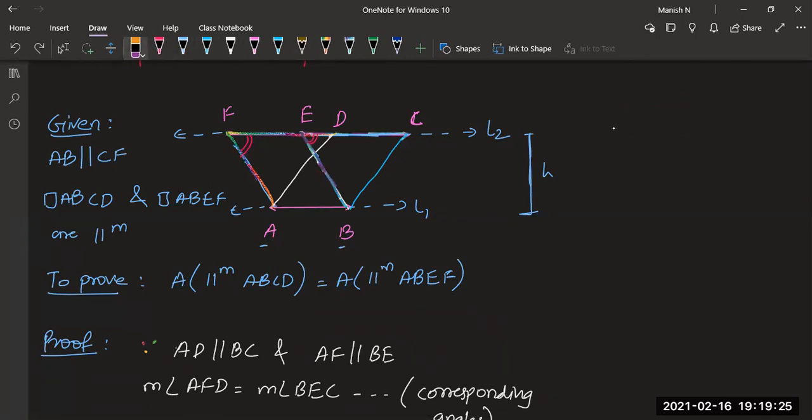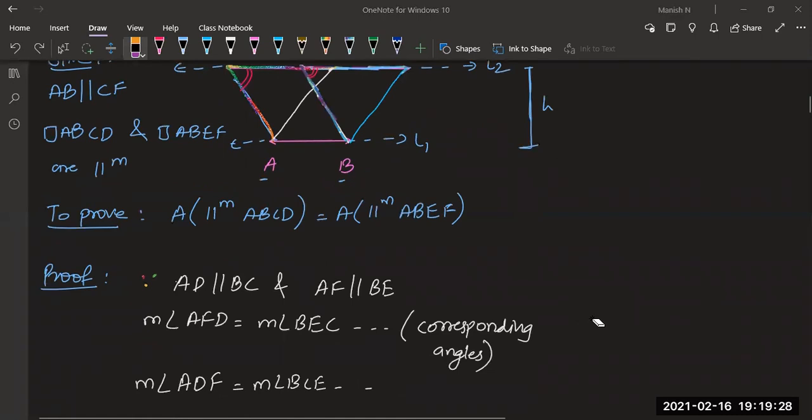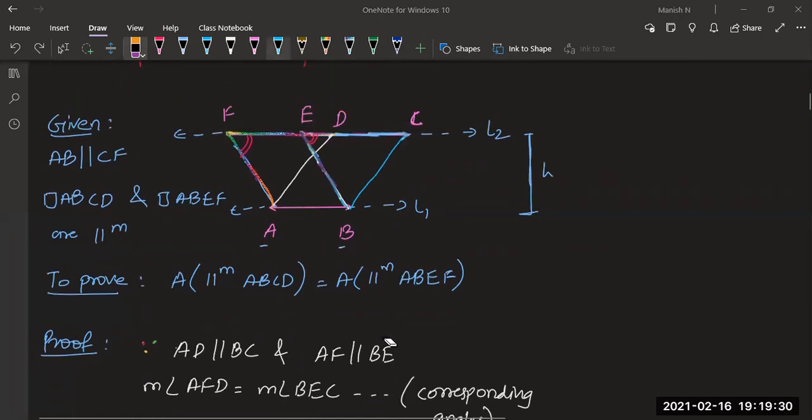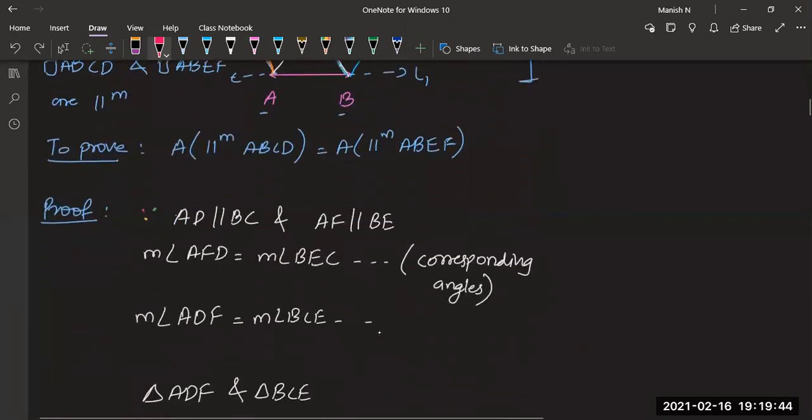Similarly, when you now come to the other angles, that is ADF and BCE, right? Angle ADF and angle BCE, these two have the same measure. Why? They are again corresponding angles, right? So both of these are corresponding angles.